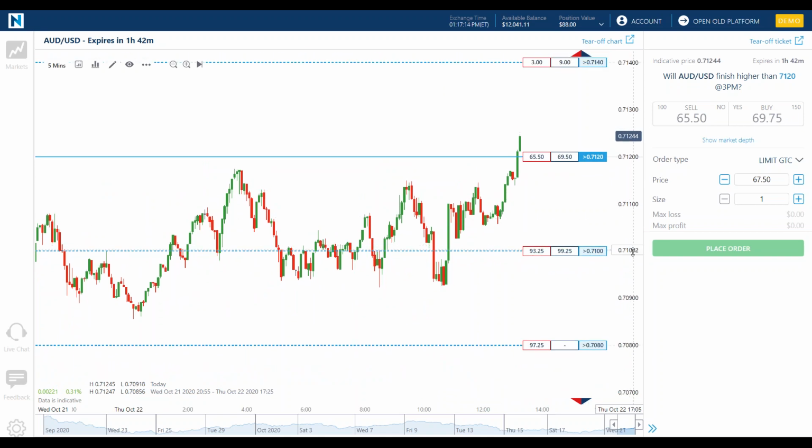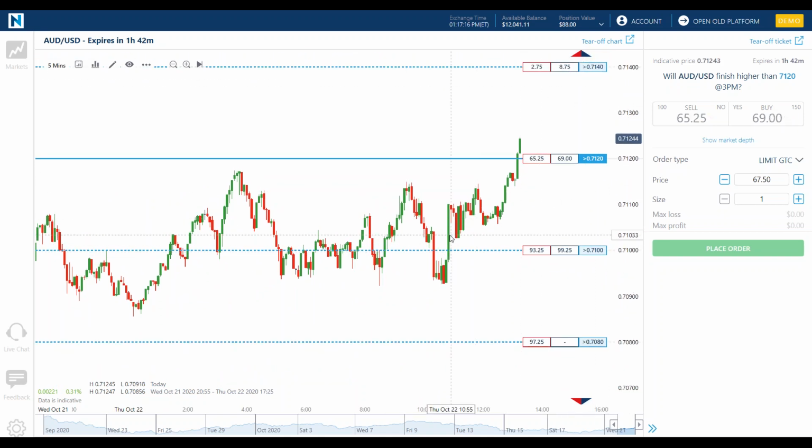Here's the Aussie dollar. I'm going to shrink this in some so you can see some of the different binary options. Now this settles in 1 hour and 42 minutes. And remember, these trade between 0 and 100. And the price you see is the probability of the statement being true. So on this one, will the Aussie US dollar finish higher than 71.20? Right now, if you look at the middle of this, the market is giving it about 67, 68. There's a 67, 68% chance that this will be true and this contract will settle at 100.